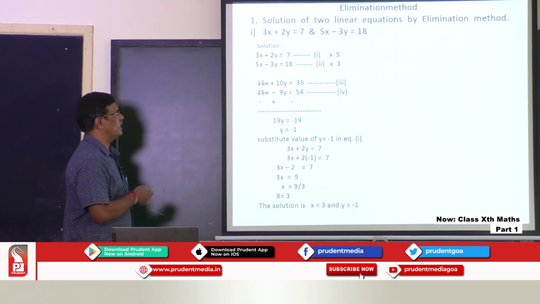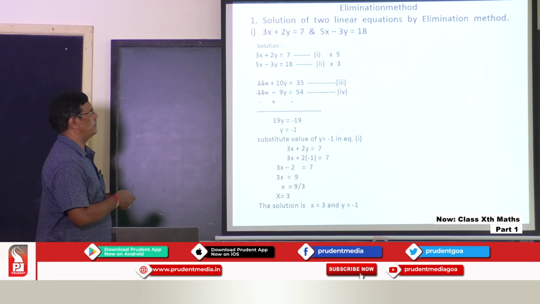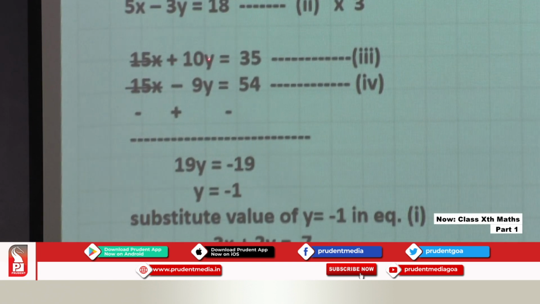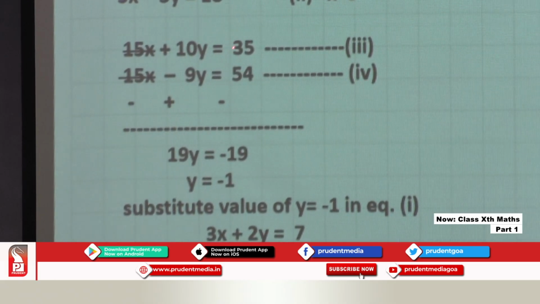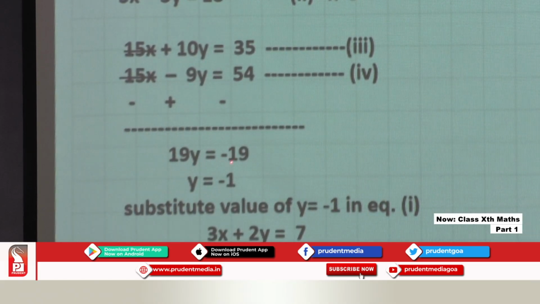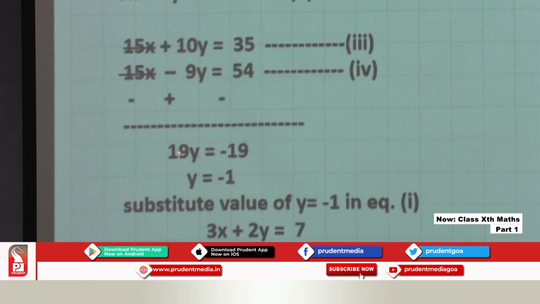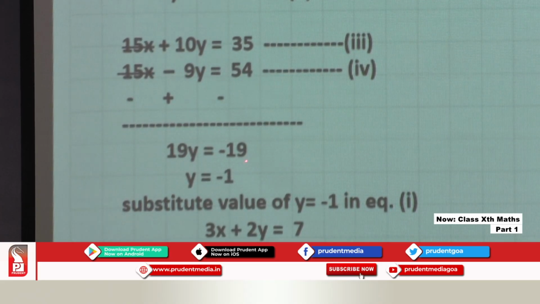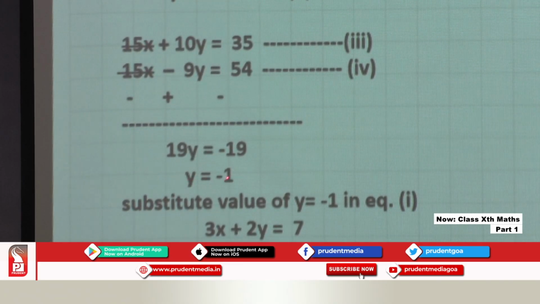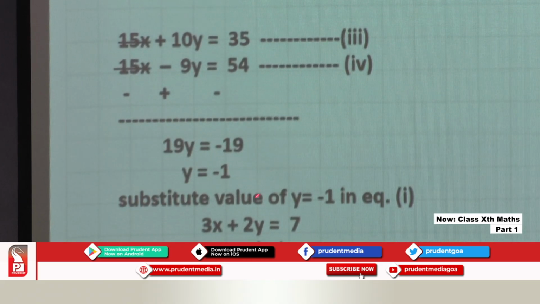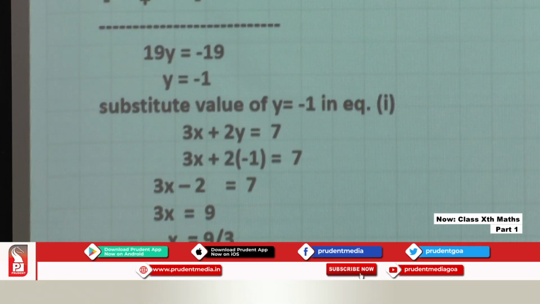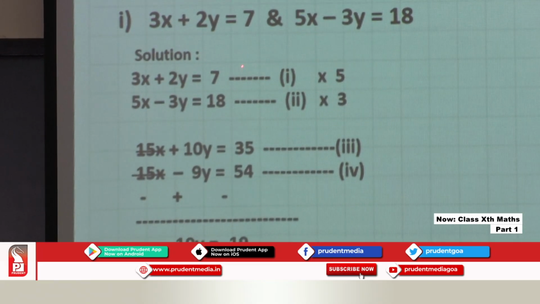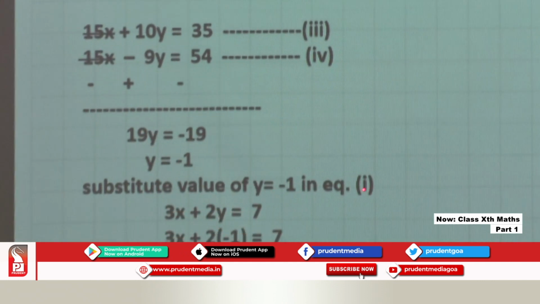Now once I change the sign, plus 15x and minus 15x get cancelled here. Then plus 10y plus 9y is plus 19y is equal to 35 minus 54, which is minus 19. Then I shift this multiplicative term to the right hand side. So I get minus 19 upon 19 and therefore y is equal to minus 1. Now I substitute this value of y is equal to minus 1 in any one of the equations. Either I take the first equation or the second equation. I have taken equation 1.